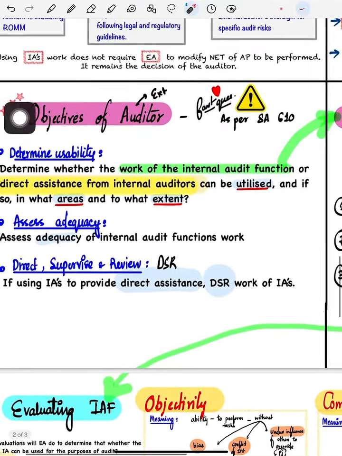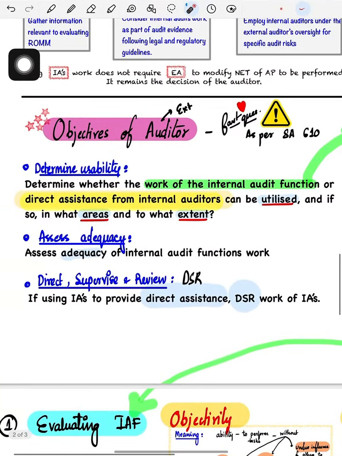So what are the objectives of the auditor? This is a very important part. In every SA, the objectives of the auditor are very, very important. So just like that, for SA 610, what are the objectives of the auditor as per SA 610? This is the most favorite question, a very important area in this chapter.